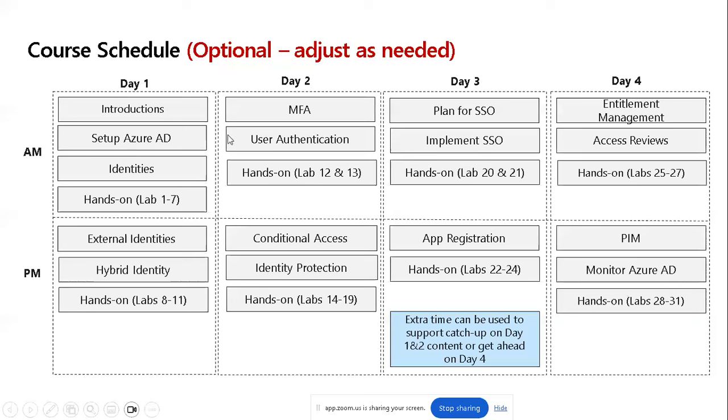So this is what we are going to cover in this particular course. We'll be talking about how we can set up Azure AD, how we can set up identities. We will be doing some labs, external identities, hybrid identities. Again, we'll be doing some labs, multi-factor authentication, user authentication, conditional access, identity protection, planning for single sign-on, implementing single sign-on, application registrations, right? Entitlement management, access reviews, PIM, monitoring Azure AD. So this is all we are going to cover in this particular course.